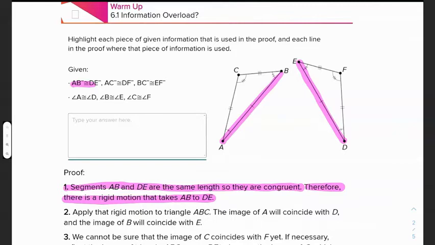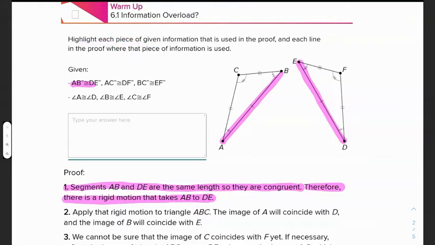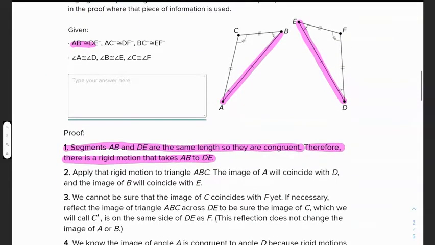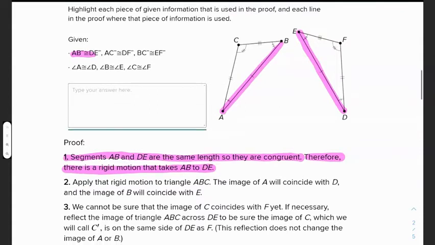Apply rigid motion to triangle ABC. The image of A will coincide with D, and the image of B will coincide with E. Well, they didn't give us anything that said that A goes onto D or B goes onto E, right? They didn't give us that in here, so I'm not going to highlight that. Step 3, we cannot be sure that the image of C coincides with F.